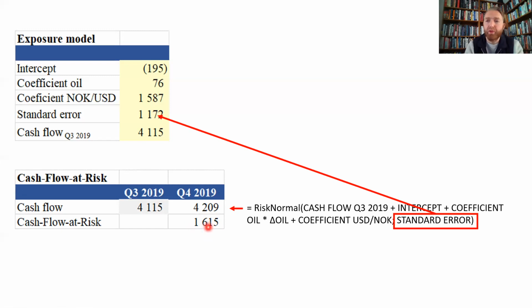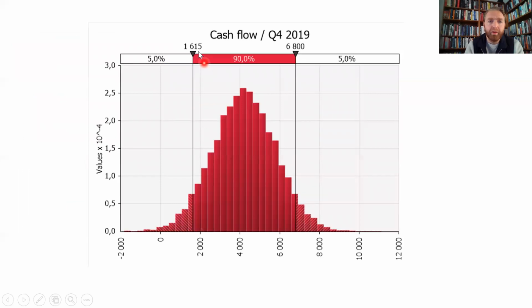So now we're 5% sure that it won't go below this number. As you can see over here, this line represents 5% of the probability distribution. It's on this side of it, and that's the cash flow at risk number.